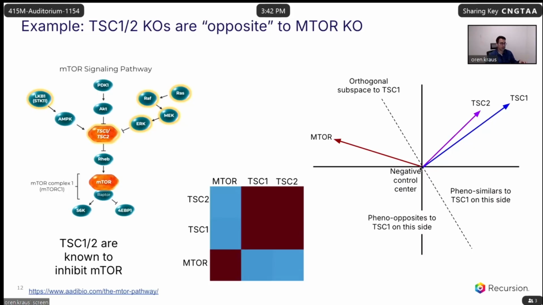And things that are inhibitory of that complex have an opposite effect. So we typically call these phenol opposites. This lets us recover known interactions, but we can also start to uncover novel interactions. So if we're screening compounds in the same space, we can also find compounds that have a similar effect to a gene knockout or an opposite effect to a gene knockout.